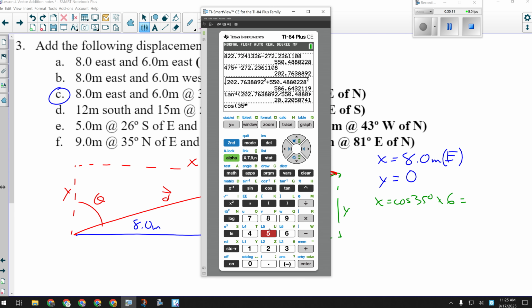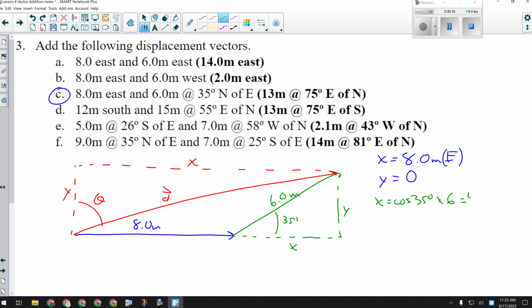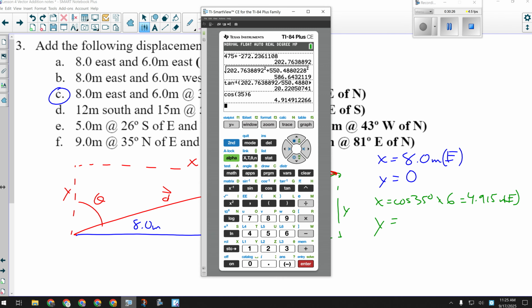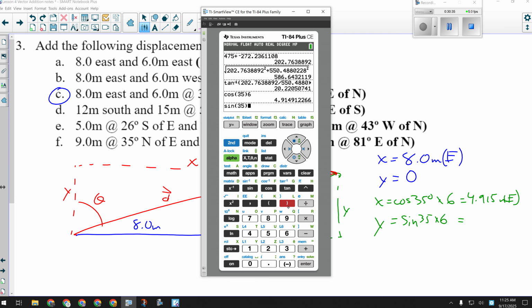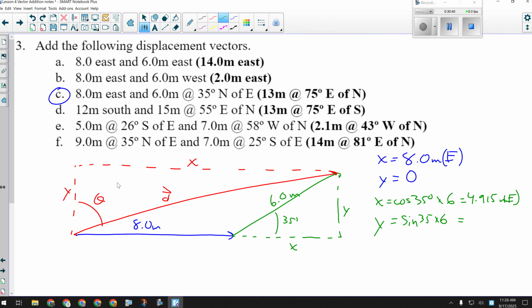So cos of 35 times 6 gives us 4.915 meters east. So that's nice. Both x's go east. For y, we'll be using the sine because it's the opposite side. Sine of 35 times 6 is going to give us 3.441 meters, and that one's north.